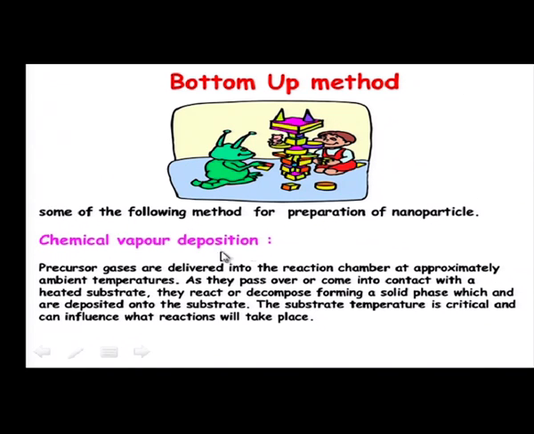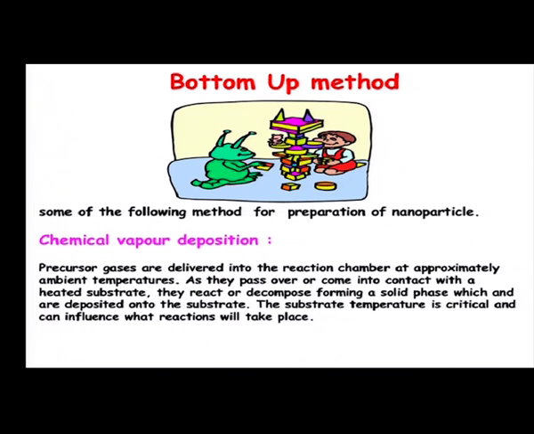Therefore, in chemical vapor deposition, what is more important is the substrate temperature and the precursor gases. So, when you have these precursor gases and the substrate temperature, you can easily achieve an important method known as chemical vapor deposition.